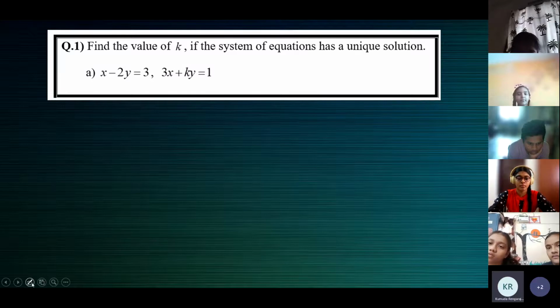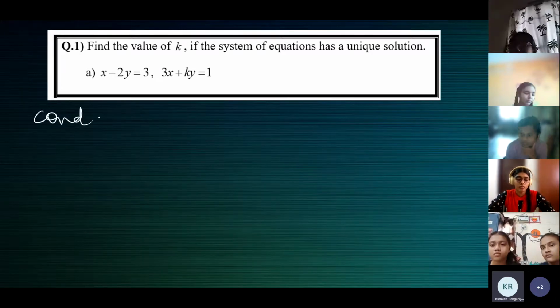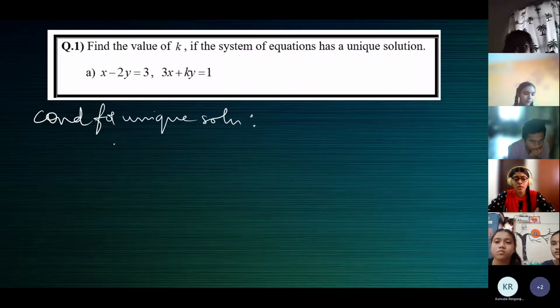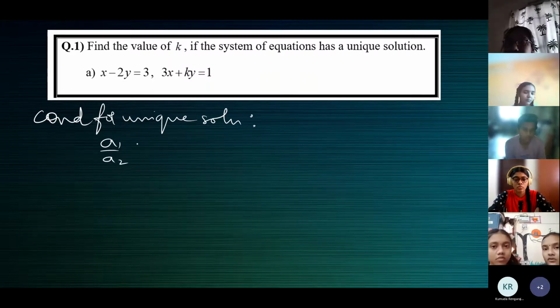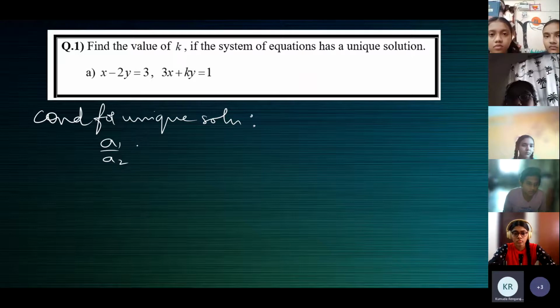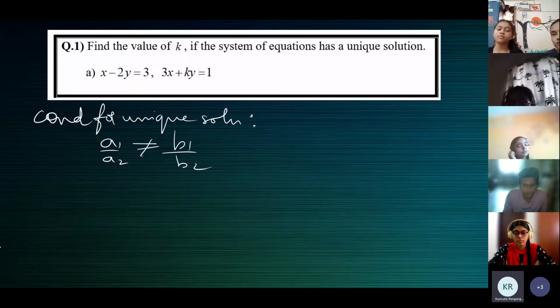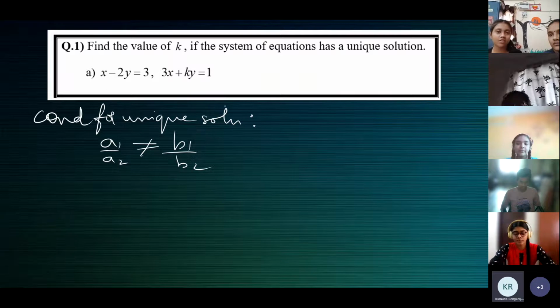OK. So now let us recall the condition for a unique solution. Don't write now. What's the condition for a unique solution? Recall, children. A1 by A2 is not equal to B1 by B2. Yeah, A1 by A2 is not equal to B1 by B2.